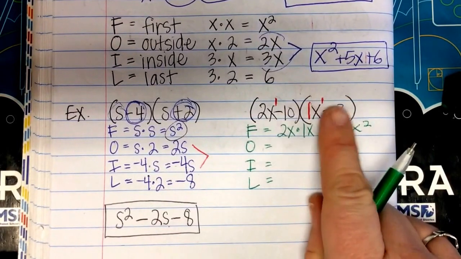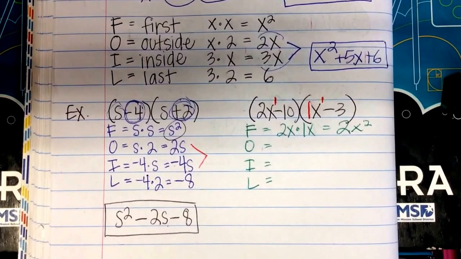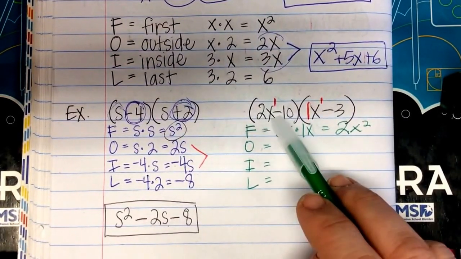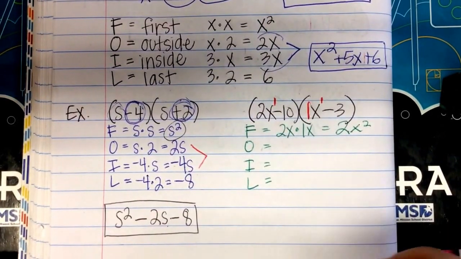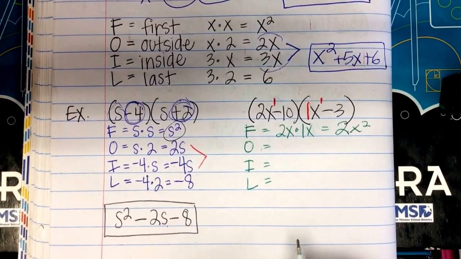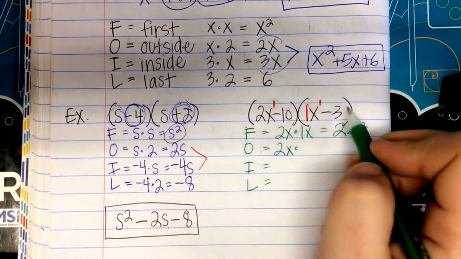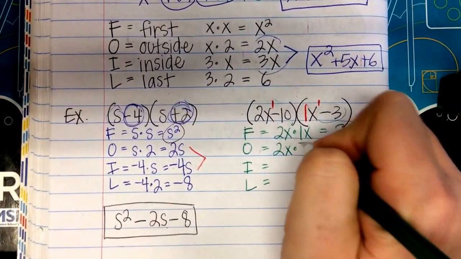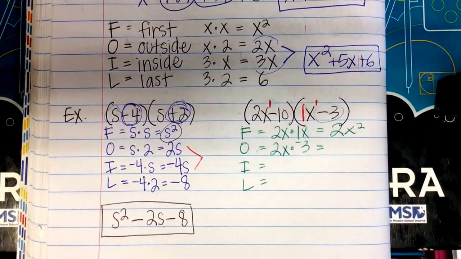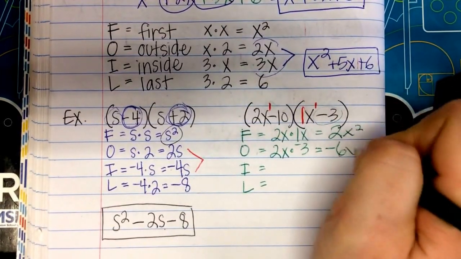Outside. Looking at binomial times a binomial. What are my outside terms? My first term was 2x and 1x. What are my terms on the outside of the problem? Sam? 2x times -3. 2x times -3 is -6x.